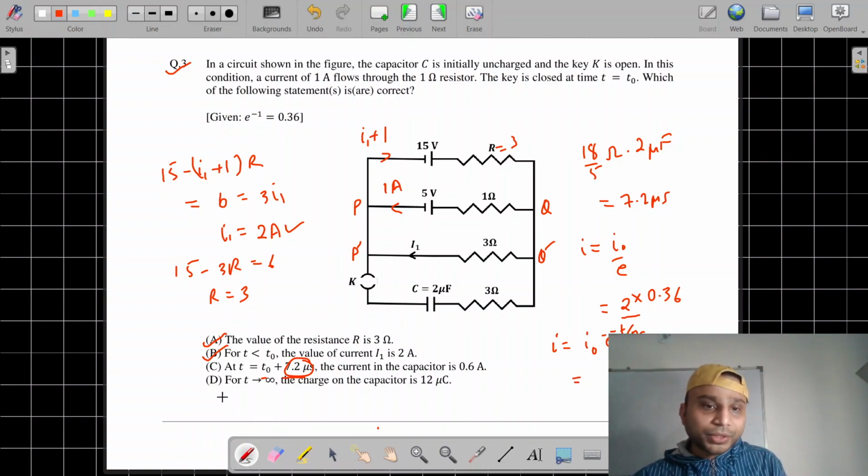We know the maximum charge in the capacitor is 12 microcoulombs, so the maximum charge is q. When we differentiate that equation, R comes in the denominator, so we'll have 7.2 in the denominator as well. This whole RC will come in the denominator. So 2 upon 7.2 into 0.36 will give you 0.6 amperes.